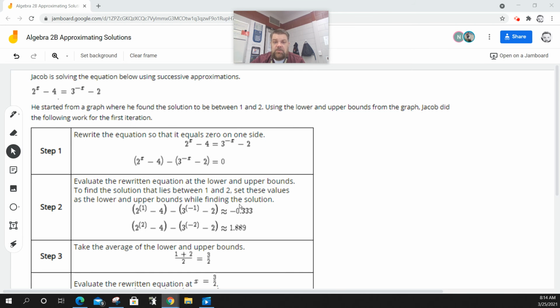The positive value indicates that your upper boundary is too high. Okay, so this means that he has to change the upper boundary. So what he's going to do is take the average between 1 and 2, right? So here's the upper boundary of 2, here's the lower boundary. Well, we can think of it in terms of the graph. I've got to reverse the order so you guys can see it the way that you're thinking.